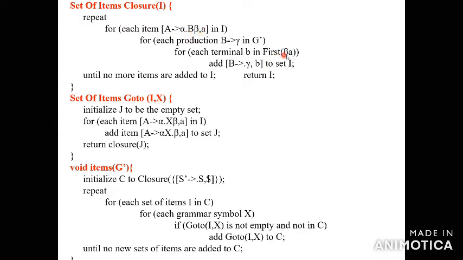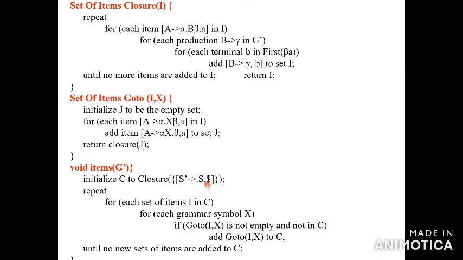So here it is first of beta a. First of beta a means you check a, and you write it for the given grammar. Only the first of beta a is used to calculate the lookahead in the grammar. Okay, so this is for the closure function. This is for the goto function.